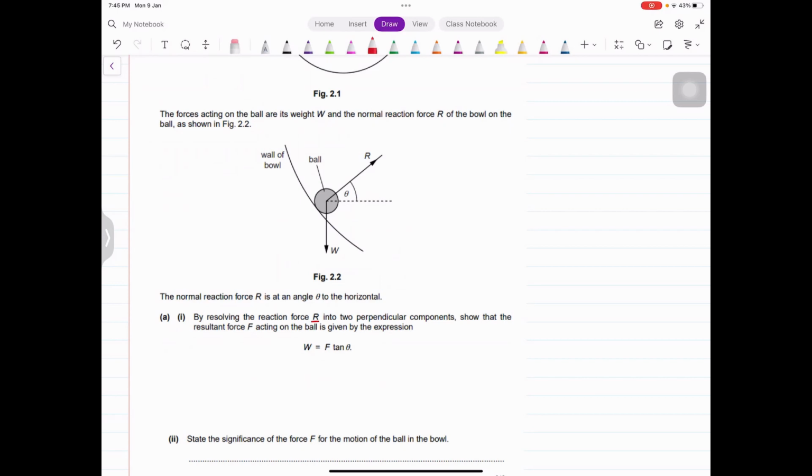Right, so we're going to work out the same thing that we're doing again and again. So R will have two components, one like this, one towards the center like this. This will be R cosine of theta, and this will be R sine of theta. So from this expression, can you tell me what W is equal to? R sine theta. So W is exactly R sine theta, because it is neither going up nor down, and R cosine theta is equal to the resultant force F, which is the centripetal force, right? Everybody understand this?